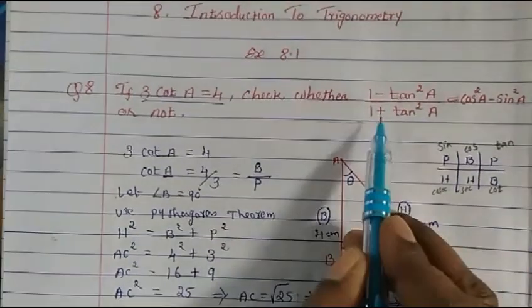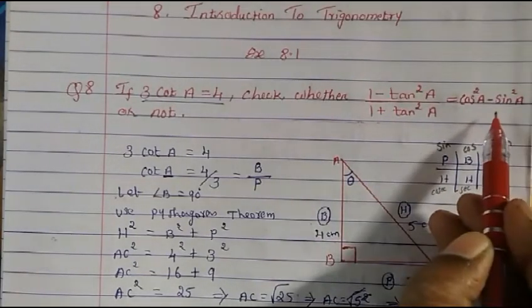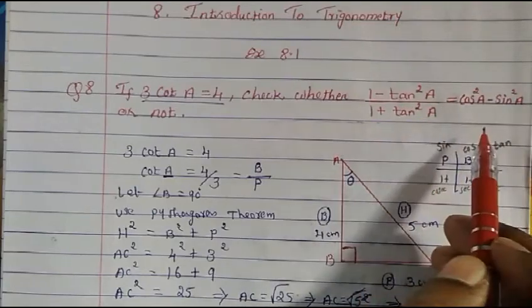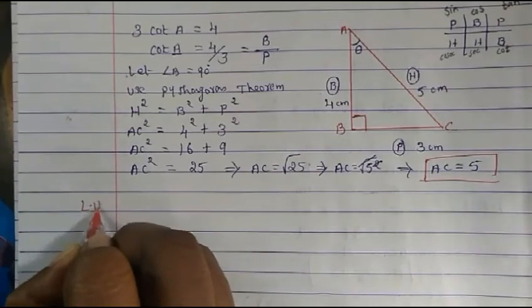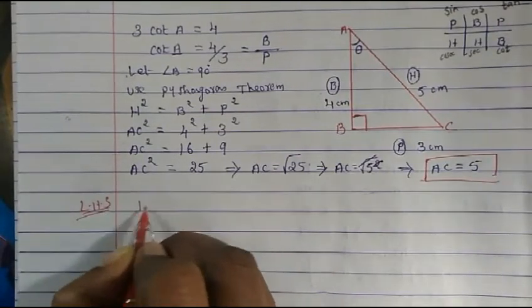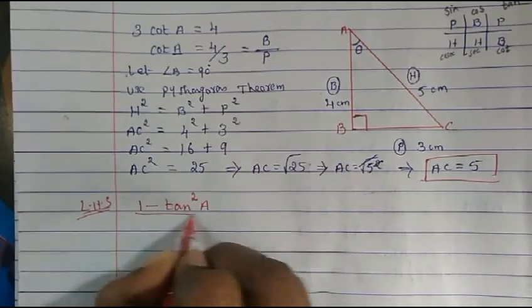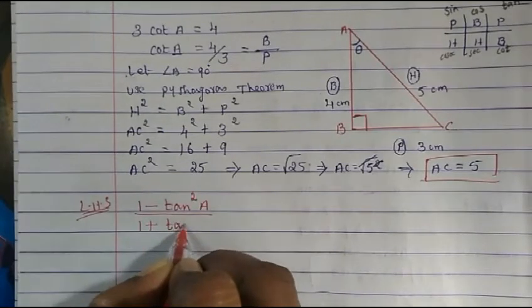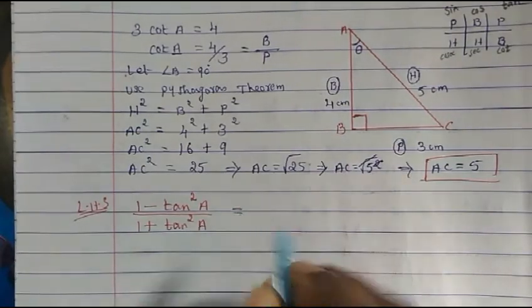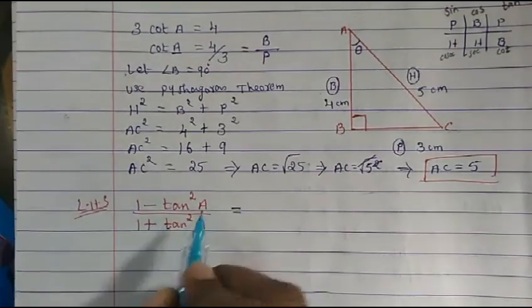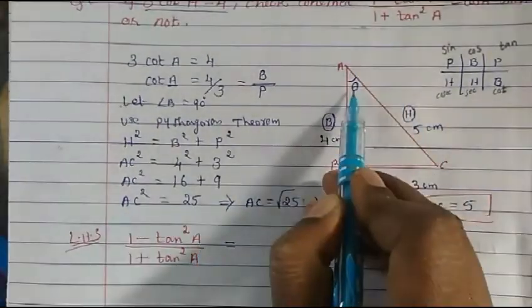Let's go for the LHS side now. We'll find the left hand side first, then afterwards we will find the right hand side and see whether they are equal or not. So LHS is 1 minus tan square A upon 1 plus tan square A. Let's find tan theta. Here everything is A only, so there is no change, theta is A.